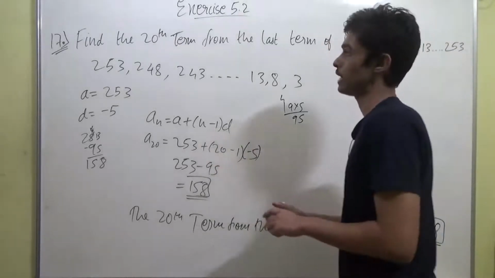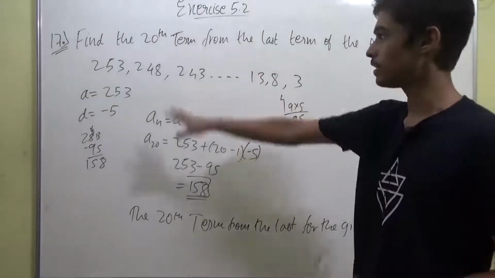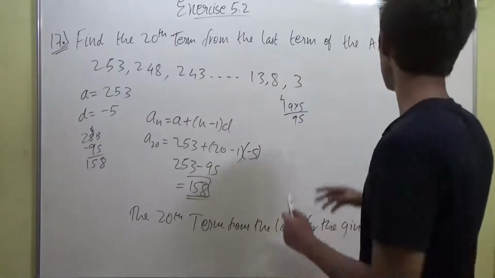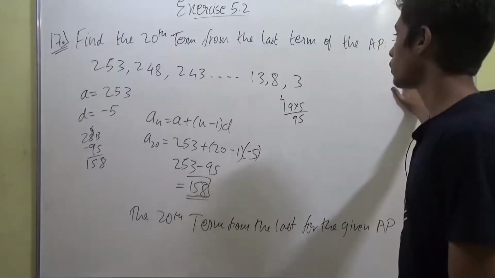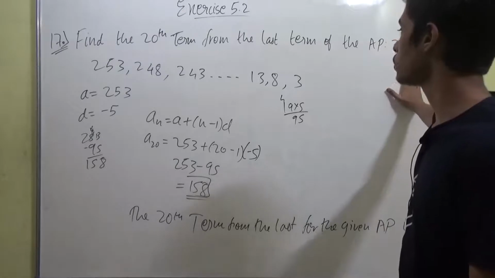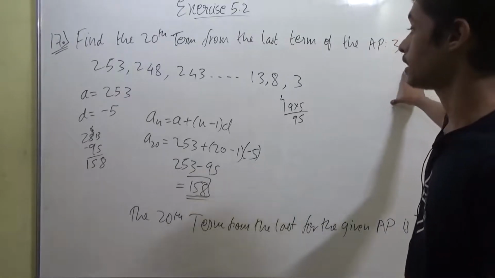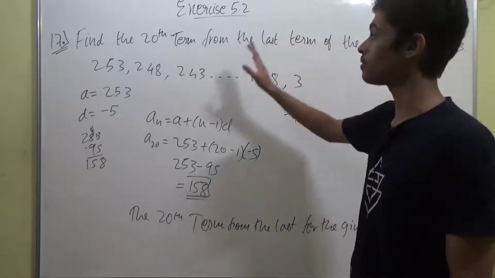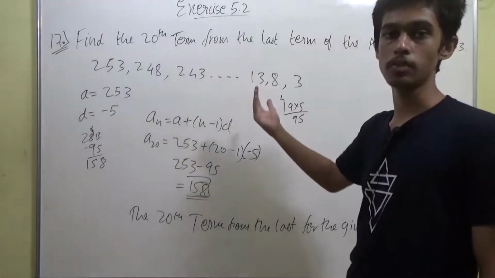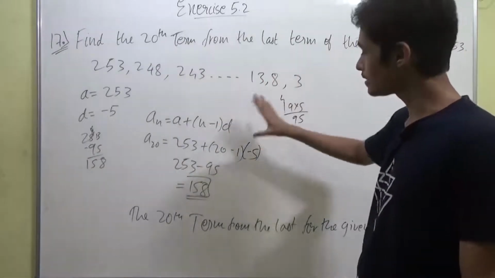That's it, guys. So the catch in this question was to reverse it and write. But there's one more method also actually. If it is 20th term from the last, first you have to find the total number of terms in this AP. After that, the 20th term from the last will become so and so term from the beginning, and then you can use this formula. But this is simple, guys, trust me.